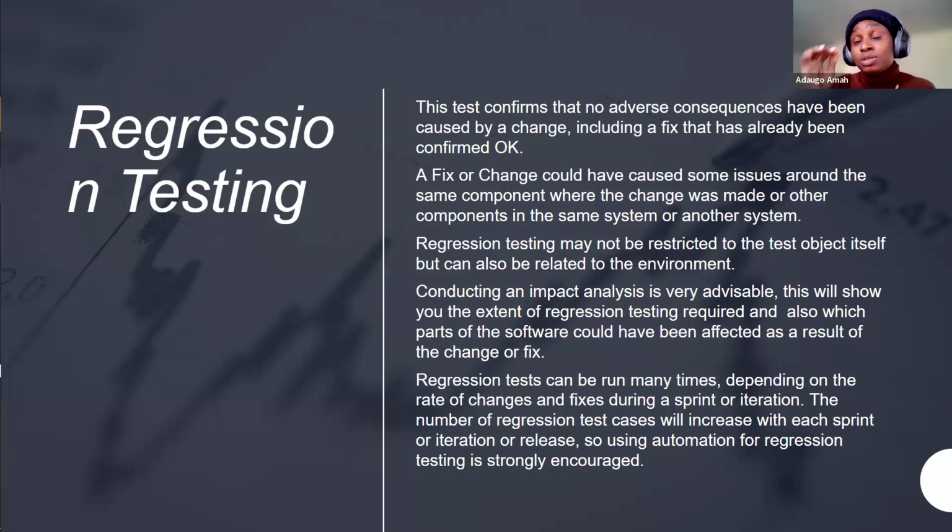It is said that conducting an impact analysis is very important. So when you're raising your defect logs, you look at the ones that are business critical, the ones that are critical, the ones that are medium, the ones that are low. You go in that priority so that attention will be given to the ones that are business critical, because it will show the extent of regression that is required, because you're basically going to be testing other systems.